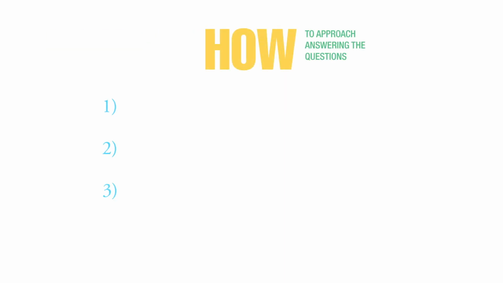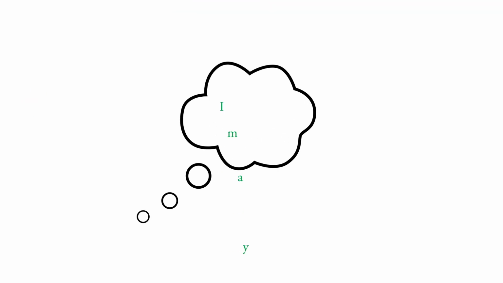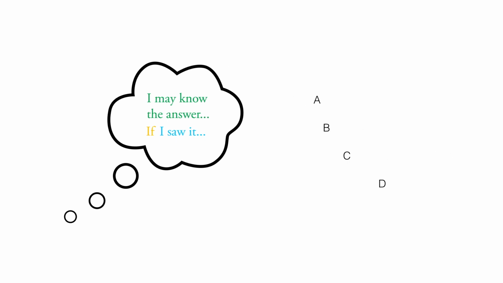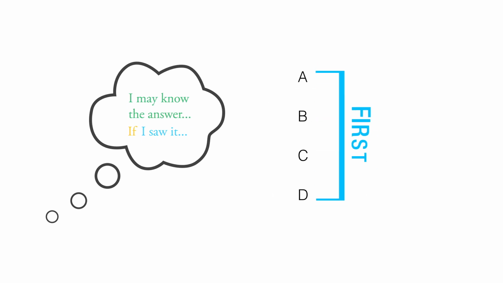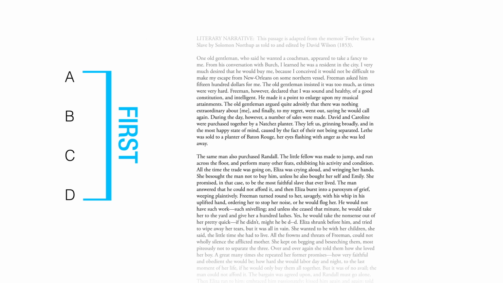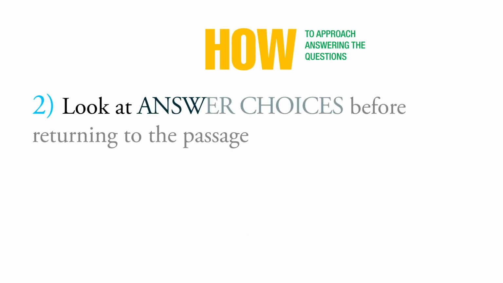Now, for the second group of questions, these are the kind where you think you may know the answer if you saw it. So you're going to look through the answer choices first. Even if you think you might have to go back to the passage, you're going to look at the answer choices before returning to the passage.